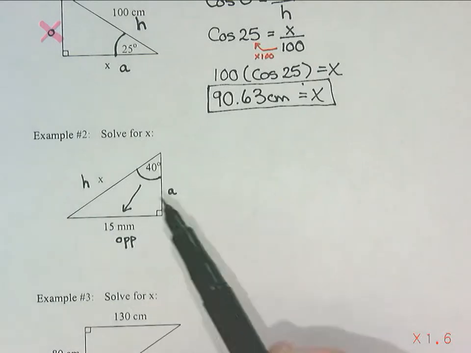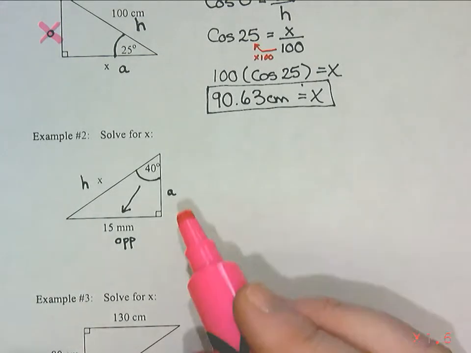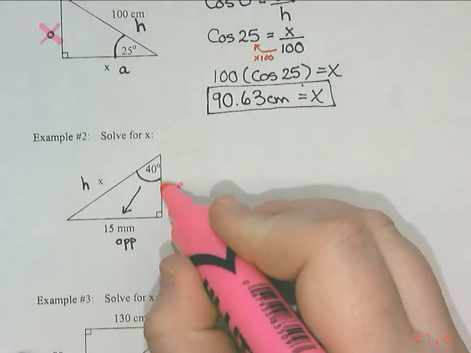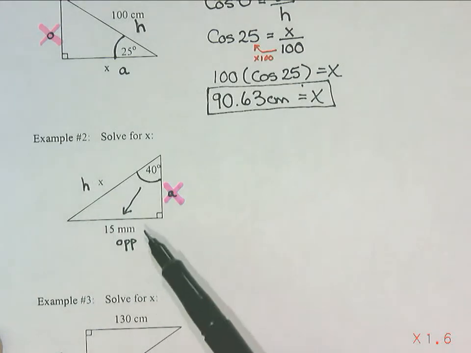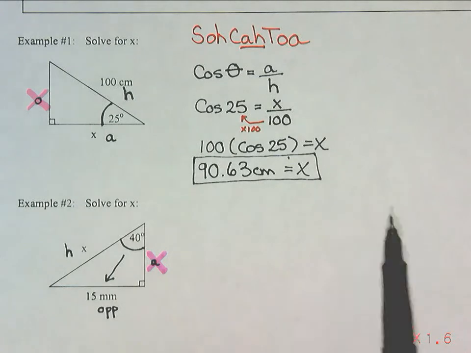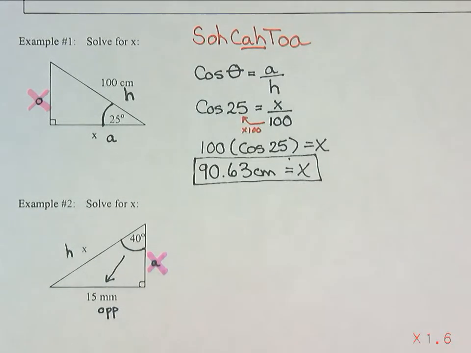I'm going to look at the information that I have in the question. I notice that I have no information at all for the adjacent side. It's not labeled as a side I want to find, and I don't have any information about it. So we are going to ignore that side and use the hypotenuse and the opposite. If I go back to my SohCahToa, hypotenuse and opposite would be in the ratio sine.